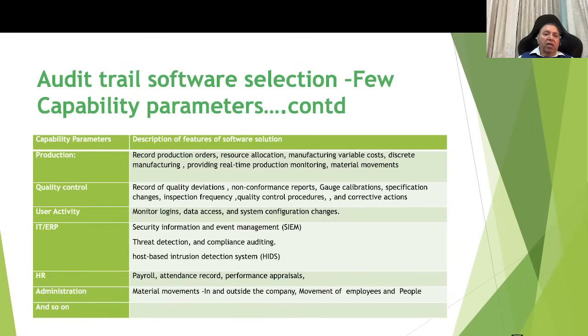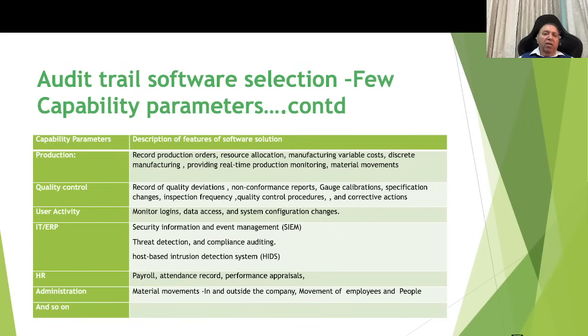In the case of production, the software must be capable of doing the audit trail. For example, the recording of the production orders, resource allocation in terms of machinery or manpower resources, and manufacturing variable cost, like cost of the tools, cost of the consumables, power, etc. It should be able to meet the requirement for audit trail for any type of manufacturing, including discrete manufacturing, and provide real time production monitoring and material movements within the shop floor.